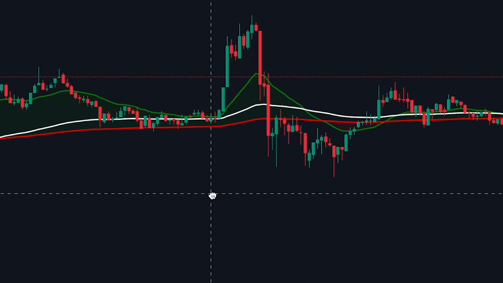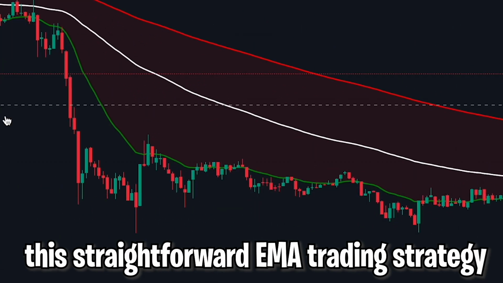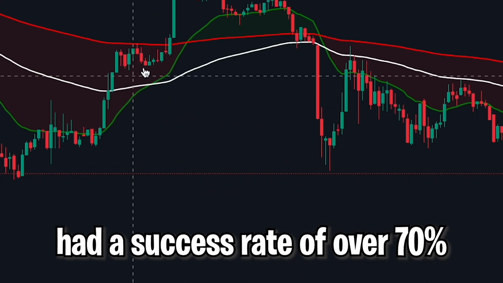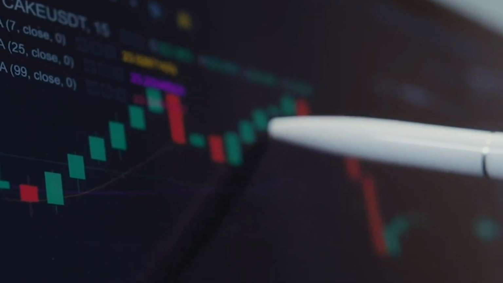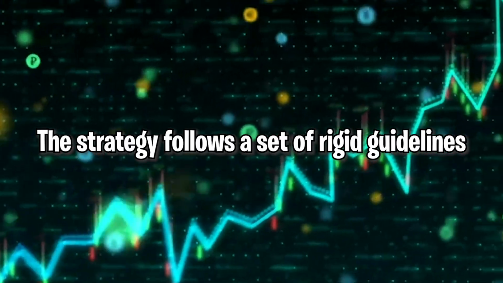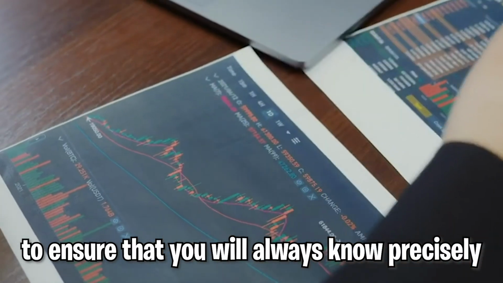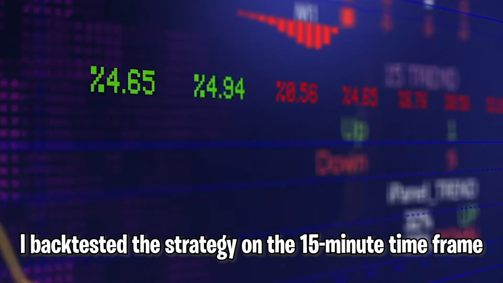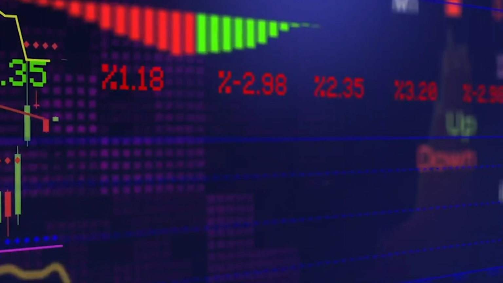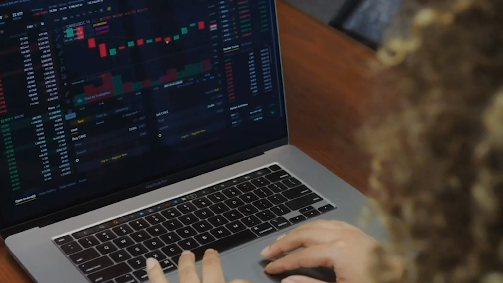In the backtest, this straightforward EMA trading strategy had a success rate of over 70%. I'll be detailing how it works and the indicators I'll be using. The strategy follows a set of rigid guidelines to ensure that you will always know precisely when to take up a place. I backtested the strategy on the 15-minute time frame, so let's first choose this time frame.